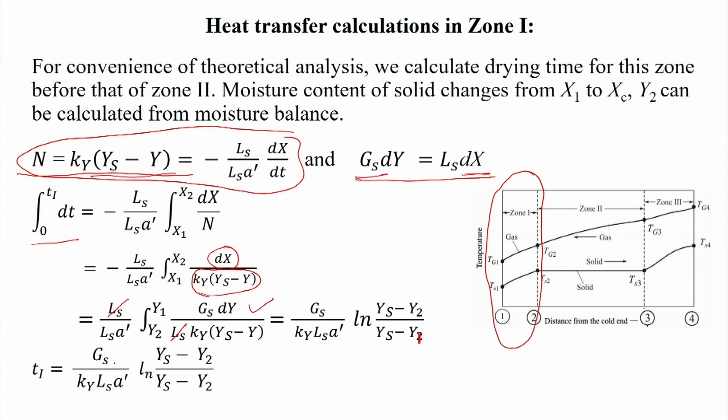So, T1 will be like this: Gs by Ky into A prime into ln of Ys minus Y2 by Ys minus Y1. So, this is the time requirement in zone 1. Okay. So, this is in zone 1. Now we will be calculating this in zone 2.